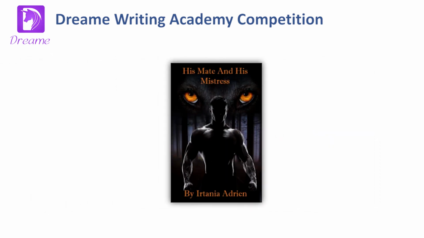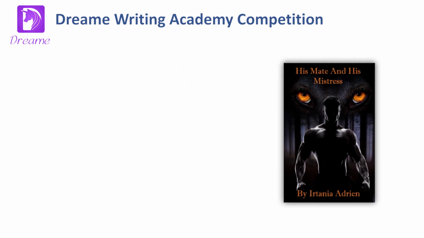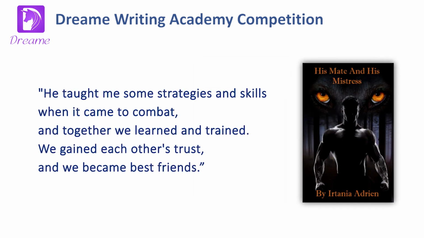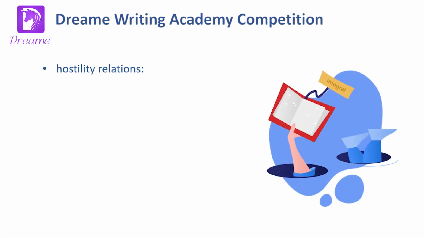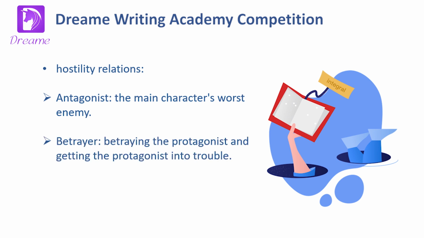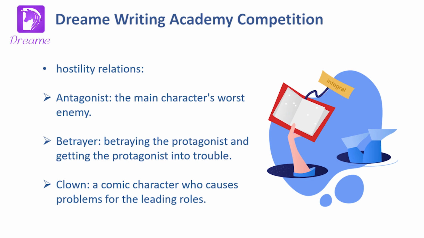And in the book, His Mate and His Mistress, Cade is an important friend to Dimitri, and he says, "He taught me some strategies and skills when it came to combat, and together we learned and trained. We gained each other's trust, and we became best friends." Hostility relations. 1. Antagonist, the main character's worst enemy. 2. Betrayer, the one who is betraying the protagonist and getting the protagonist into trouble. And 3. The clown, a comic character who causes problems for the leading roles.